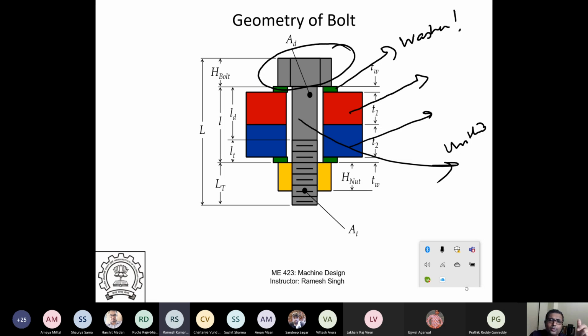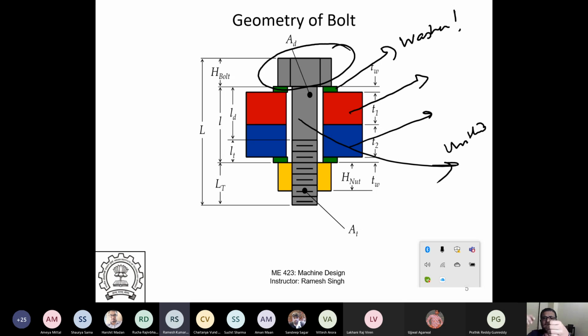If I am not going to screw it all the way through, right? If I have a completely threaded thing, then it's okay. Then you need that, right? If you do that. But if I am just using it to tighten the bolt in there, there are two ways you can do it, right?